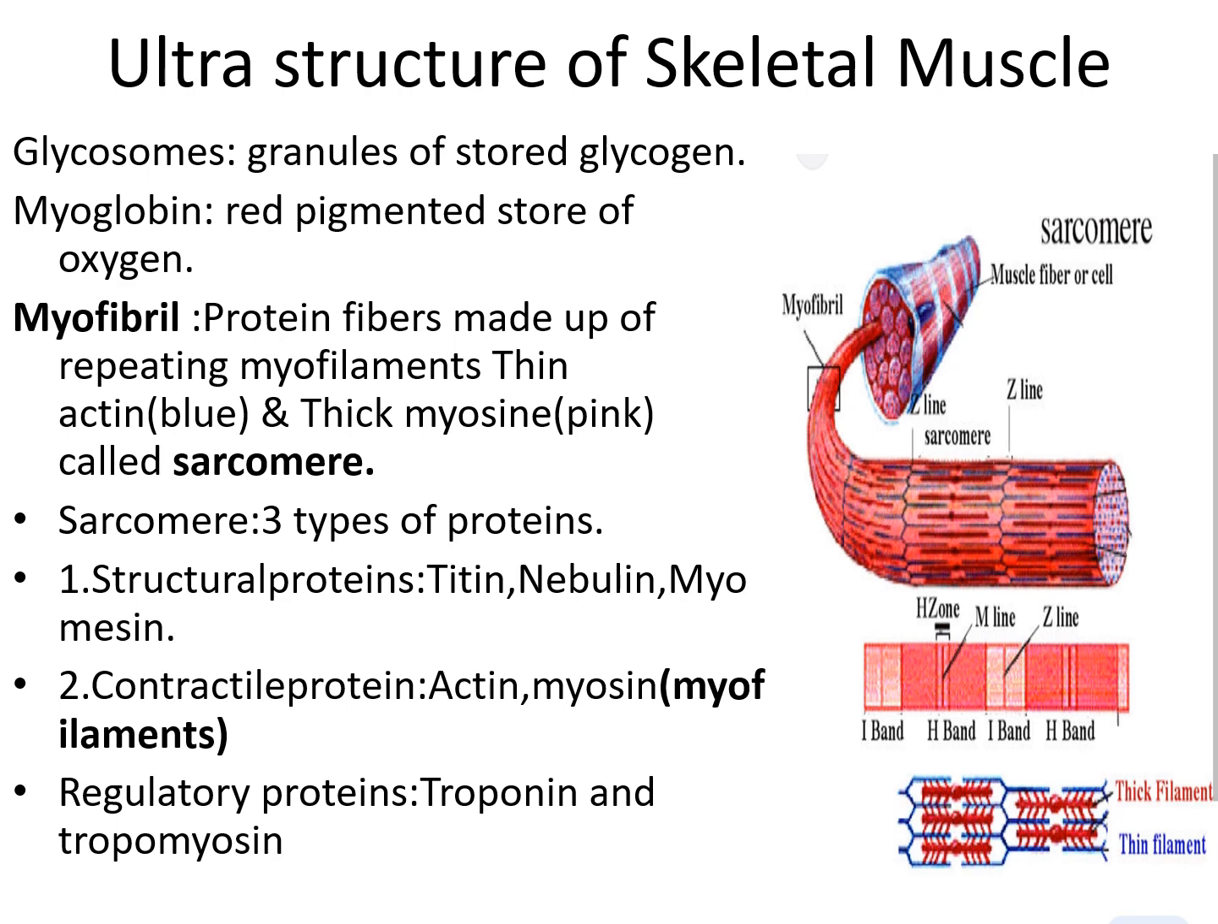So now in the ultrastructure we know that the myofibrils are made up of protein fibers, and these fibers are made up of repeating myofilaments, that is actin and myosin filament, and these repeating myofilaments form an area between the two adjacent Z lines known as sarcomere. Sarcomere has three types of proteins: structural proteins, contractile proteins, and regulatory proteins. So the actin filament or thin filaments are covered by troponin and tropomyosin, which are the regulatory proteins.